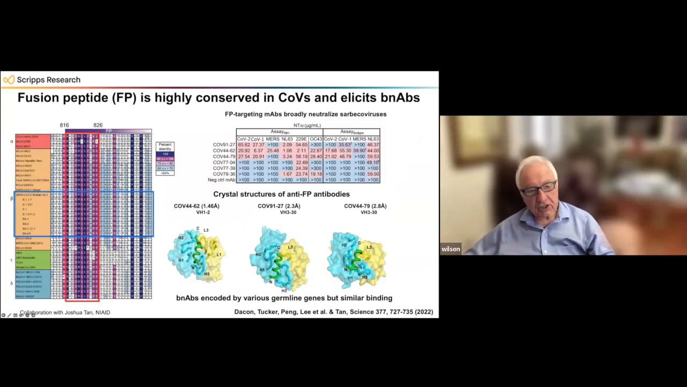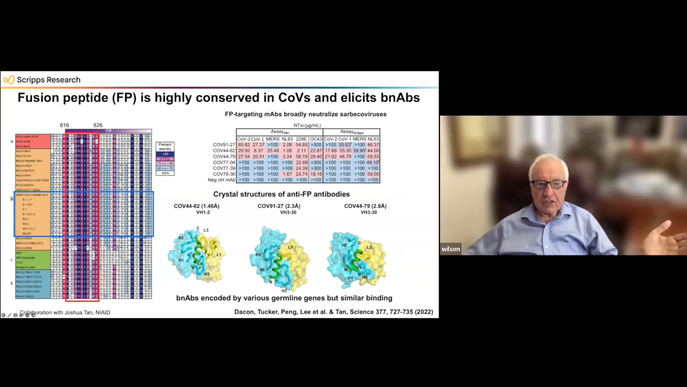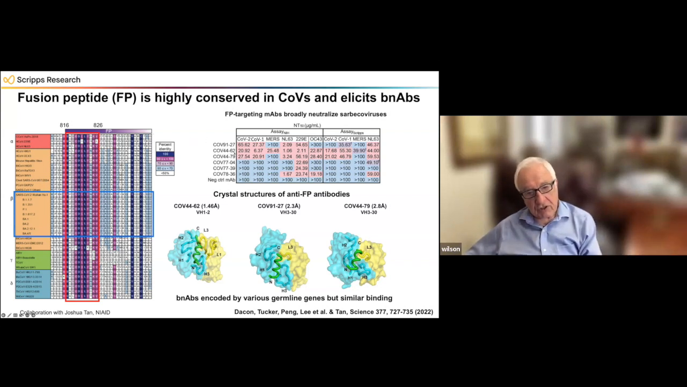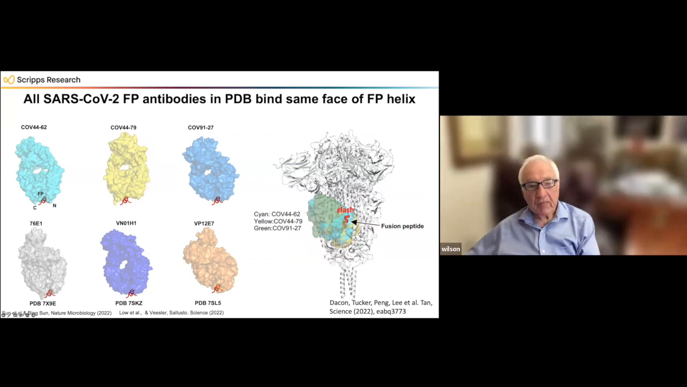And then the last example I'll show you is one that was pulled out by Joshua Tan at NIH and NIAID. And this is against a conserved fusion peptide, which binds to alpha, beta, gamma, and delta coronaviruses. So some of these antibodies are extremely broad. And again, we've done crystal structures showing the peptide binding in the groove, the fusion peptide, and a number of other different antibodies targeting this particular region.